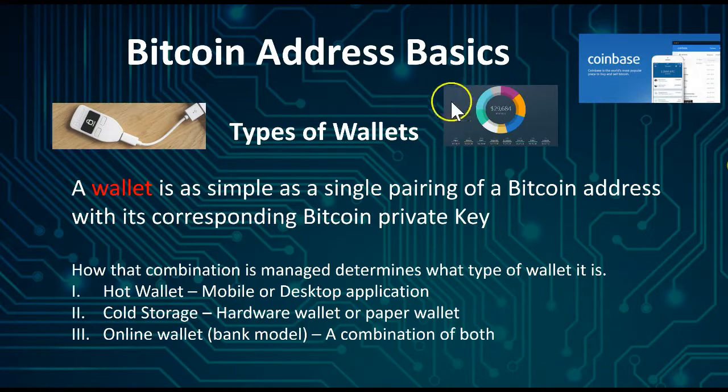Now we see here, with this beautiful color, that wallet is what we call a hot wallet. It's a desktop application, and this particular one only works on desktop. There are others that work on mobile and on desktop, right? And here, Coinbase. That is a wallet we would put into the category of online wallet, bank model type. So it's really a combination of both.